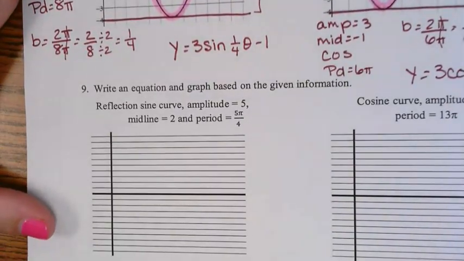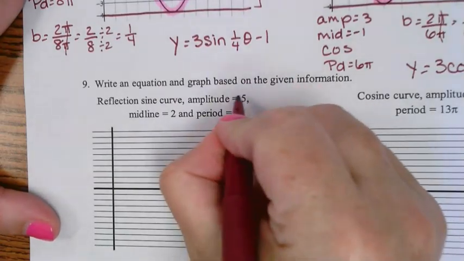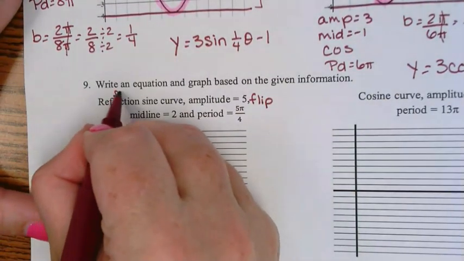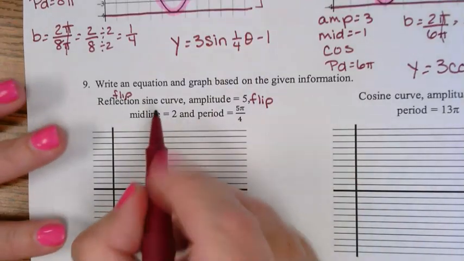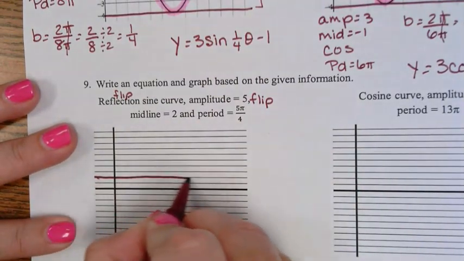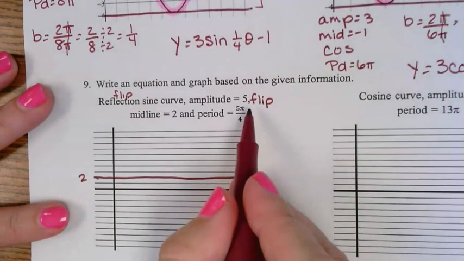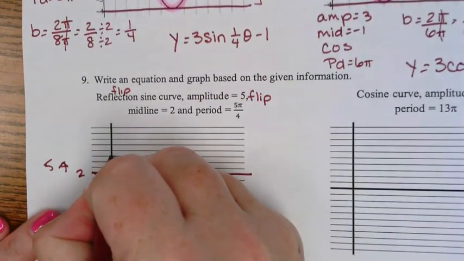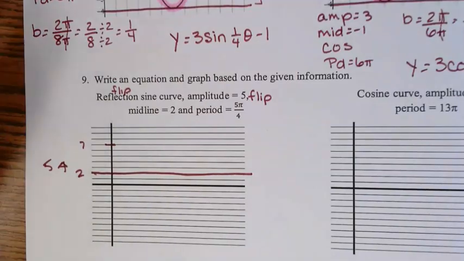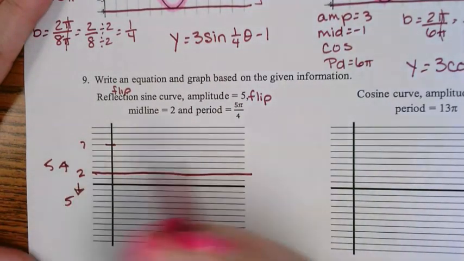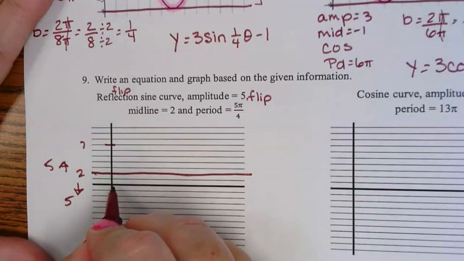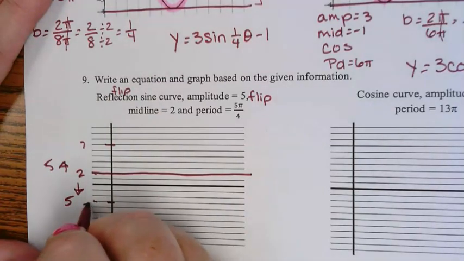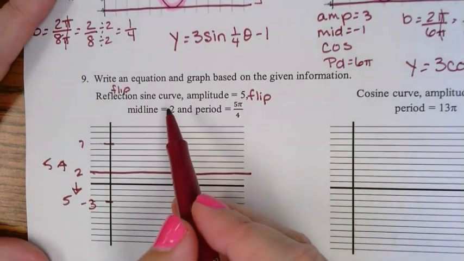Okay. A reflective sine, which just means the amplitude is a flip. Okay. Another way of saying flip. Midline's at 2. So 1, 2. Draw your midline. We're going to go up 5. 1, 2, 3, 4, 5. And that puts me at 7. And we're going to go down 5 from 2. 1, 2, 3, 4, 5. And that puts me at 1, 2, 3, -3. It's an upside down curve.